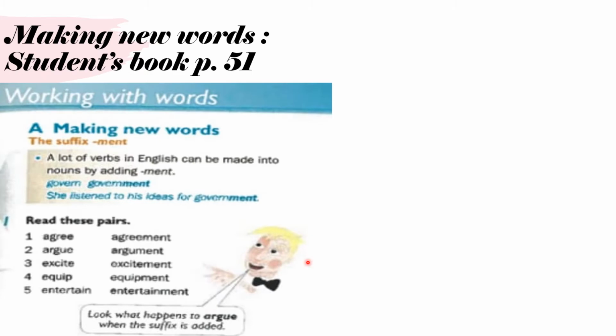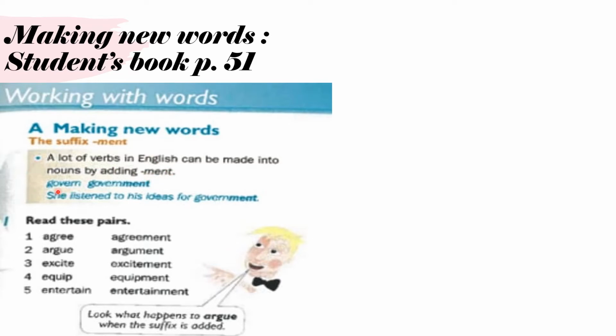So let's start with the first topic in our class today. Open your Students' Book, page 51. The first topic is the suffix ment. What do you mean by suffix? Let's remember. Yes, they are the endings which exist at the end of the word, like ment. Lots of verbs in English can be made into nouns by adding ment. What do you mean by that?